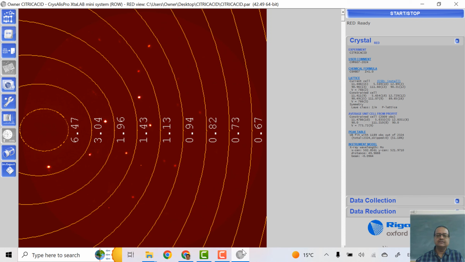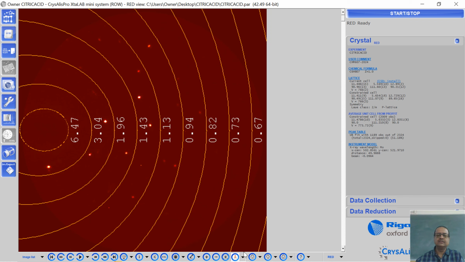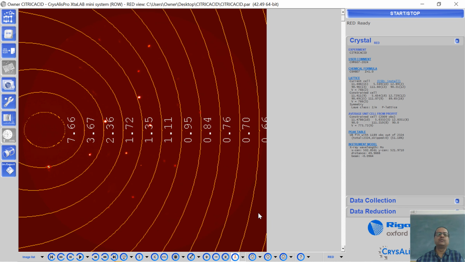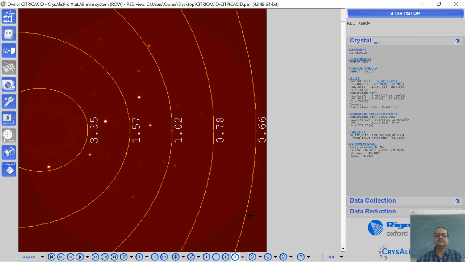One can play with the resolution arc, how many you want and so on. You make it 12, you get more number of arcs. You click it just only 5 arcs, it gives you like that.